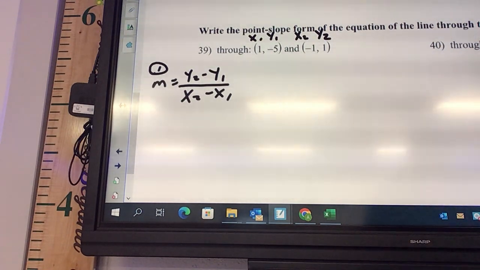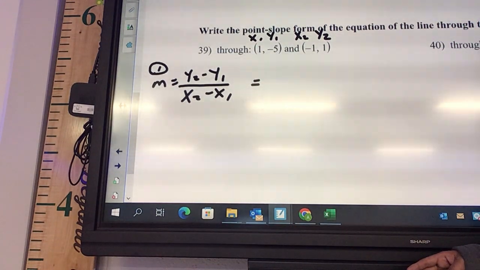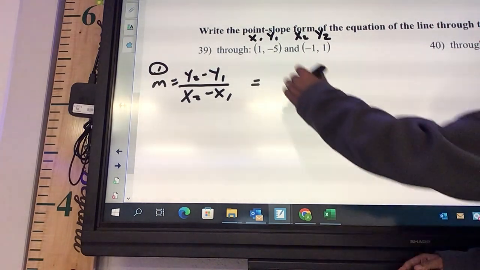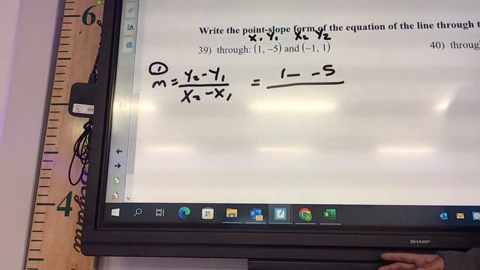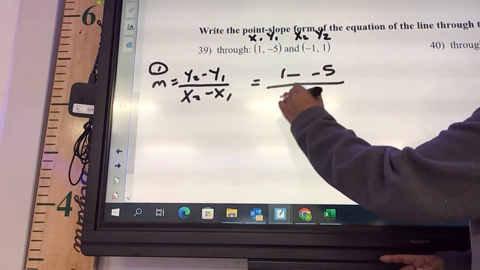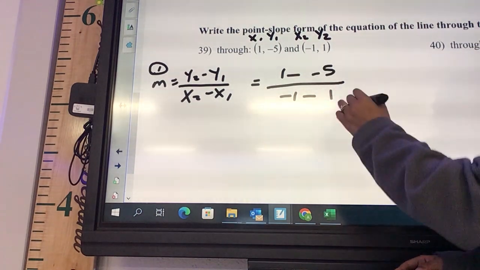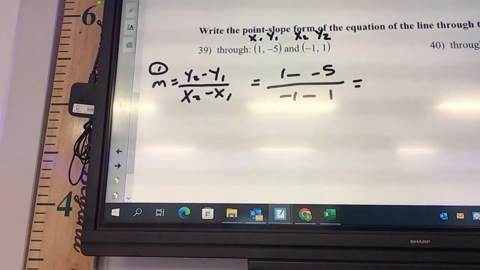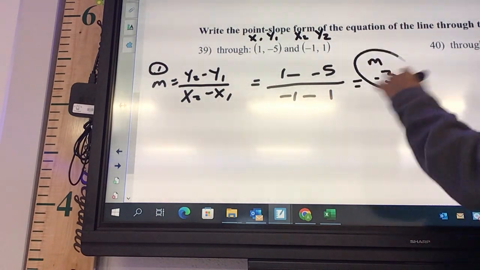What is my y2? Let's go. What's y2? 1 minus y1. Negative 5 over x2. Negative 1 minus x1. 1. Type that in, see what you get. Negative 3. This is my m. My m is negative 3.